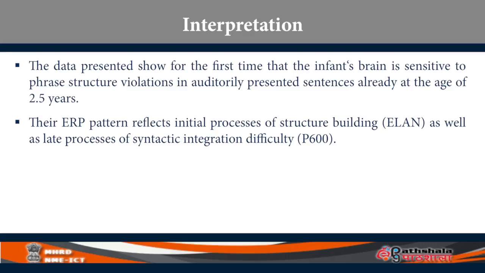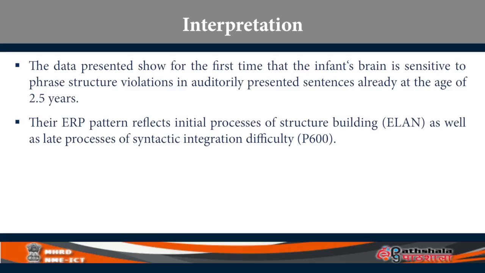So, if you are able to record ELAN as well as P600 in small children, you know that at a very early age they are able to distinguish phrase structure violation, which is an early process, from syntactic integration, which is a late process. Alright.